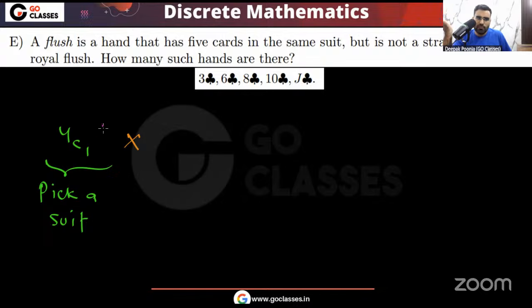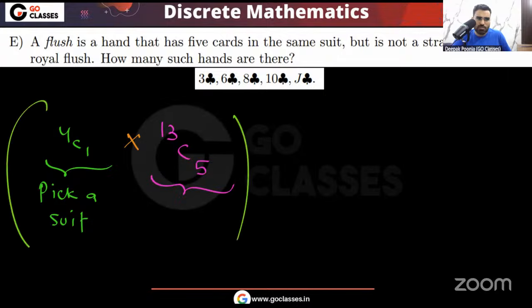So first you pick a suit because all the five cards must have the same suit. Then once you pick the suit, for that suit there are a total of 13 values. From those 13 values you choose five values. I want five values. That's it. But remember, when I do this, once you pick a suit, then in that suit, out of 13 values, you are choosing any five values.